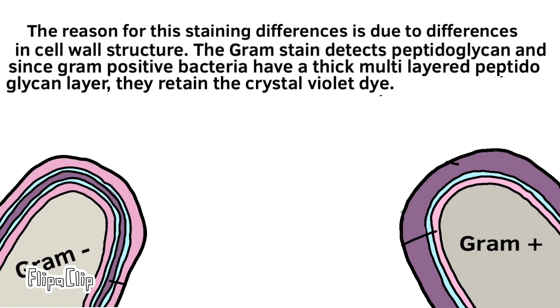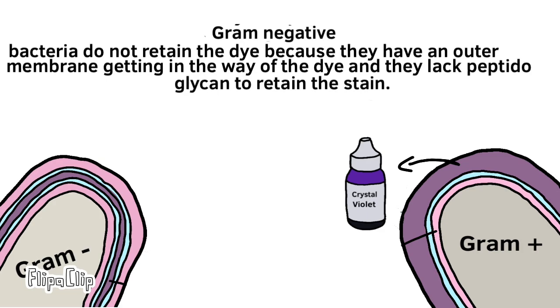Gram-positive bacteria will retain the crystal violet dye and remain purple, while the gram-negative bacteria will be stained pink. The reason for this staining difference is due to differences in cell wall structure. The gram stain detects peptidoglycan, and since gram-positive bacteria have a thick multi-layered peptidoglycan layer, they retain the crystal violet dye. Gram-negative bacteria do not retain the dye because they have an outer membrane getting in the way of the dye, and they lack peptidoglycan to retain the stain.